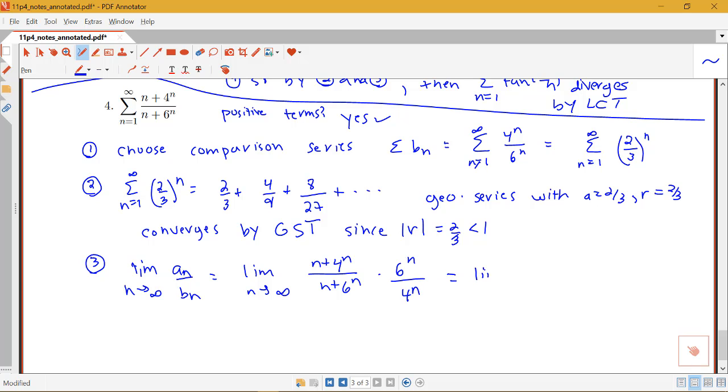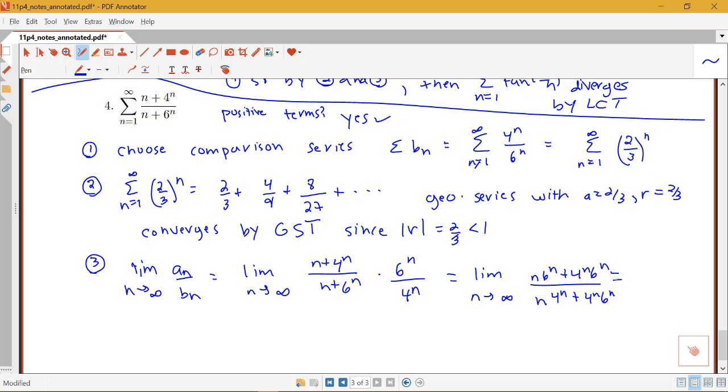Okay, so what does this give us? We have the limit as n goes to infinity here of 6 to the n times n plus 4 to the n over 4 to the n times n plus 6 to the n. Okay, so if we distributed the 6 to the n through, let me just write the distributed form here so we can see what our terms look like. I have n 6 to the n plus 4 to the n 6 to the n, and n 4 to the n plus 4 to the n 6 to the n.